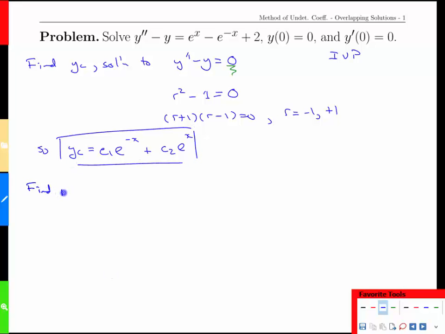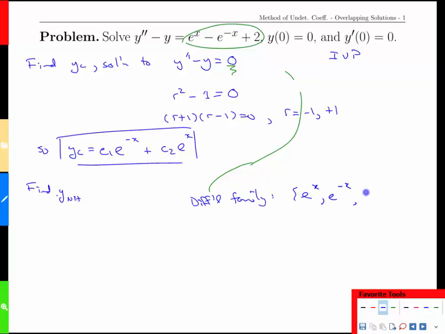Next step is to find the y solution that corresponds to the non-homogeneous part. Let's base ourselves on the right-hand side. And when we look at the right-hand side, we notice that the differential family would be the set of functions that we need to build the right-hand side or its derivatives. And a set for that would simply be e to the x, e to the negative x, and the constant 1. With those three functions, we can build our right-hand side. And even if we take derivatives, we're only going to get the same kinds of functions back.